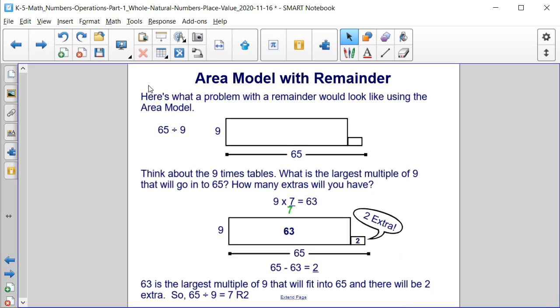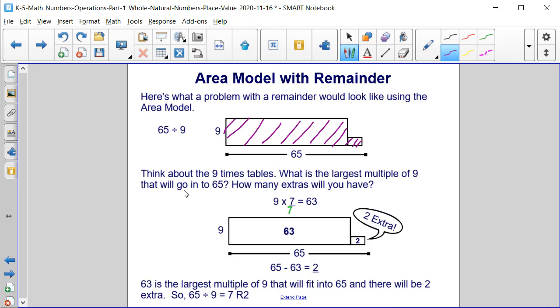Here's what a problem with a remainder would look like using the area model. 65 divided by 9. So we have both of these areas together would add up to being 65, meaning this whole big area and this little tiny area. And think about your 9 times tables. What is the largest multiple of 9 that is less than 65? And how many extras will you have?